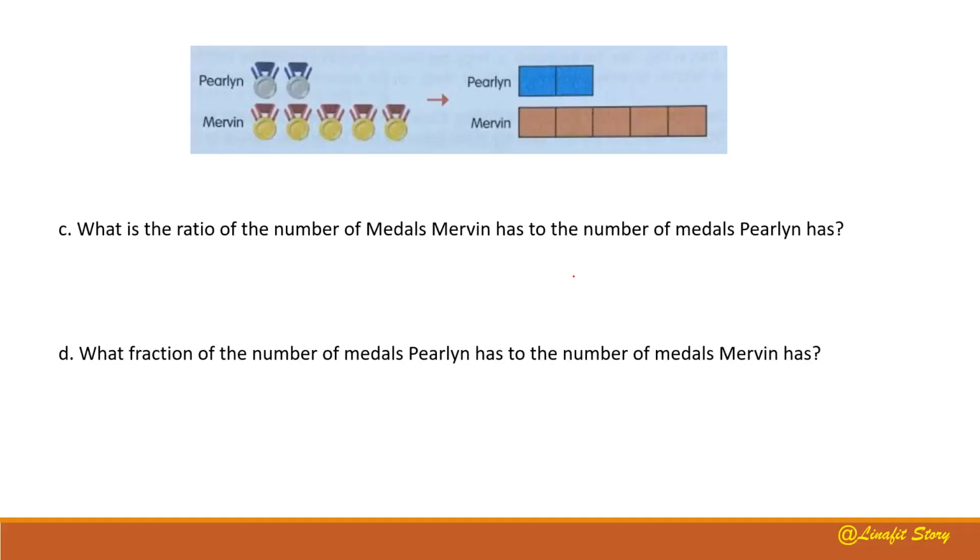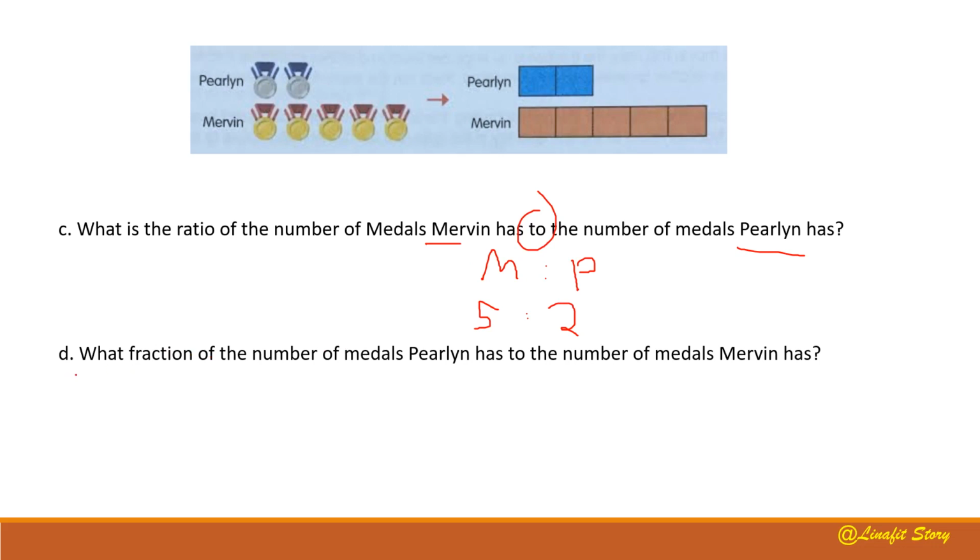Now question C, what's the ratio of the number of medals Marvin has to the number of medals Berlin has? So Marvin to Berlin, so it equals 5 to 2. So the ratio of the number of medals Marvin has to the number of medals Berlin has is 5 to 2.